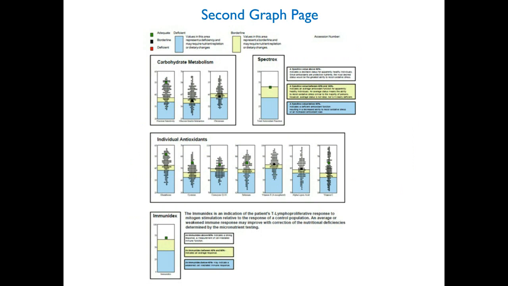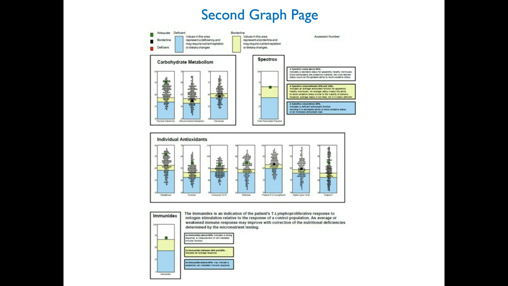This, once again, is just a summary of what I just showed you as far as the carbohydrate metabolism, the SpectraCell, the individual antioxidants, and the Immunodex. Now, I want to point something out because a lot of clinicians ask me this. They'll say, well, Ron, how can the Immunodex be normal if we have certain nutrients that have immunological function that are borderline or deficient? What that tells us is that the other nutrients that have immunological effect are really protecting this particular individual's lymphocytes, or that some of the nutrients that we sometimes associate with the immune system, for example, vitamin C, may not have as big an impact on the lymphocyte as, say, glutamine, vitamin A, or vitamin D.